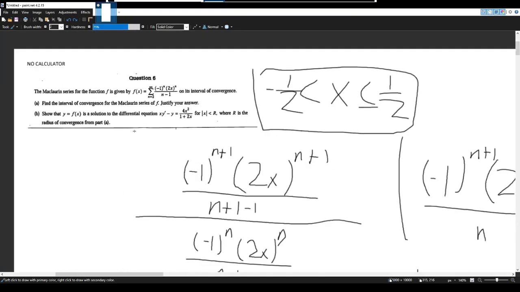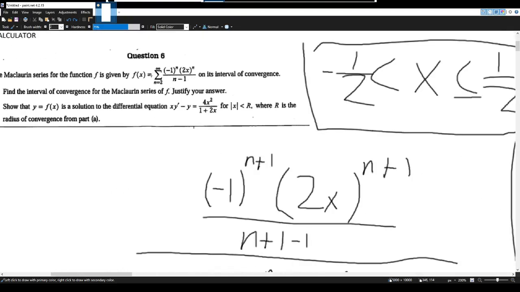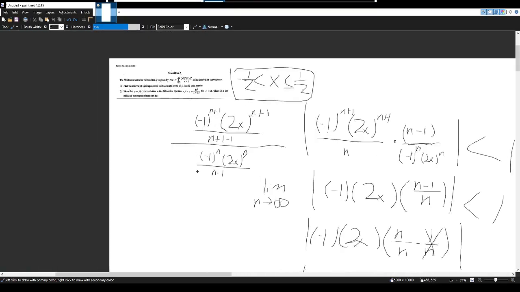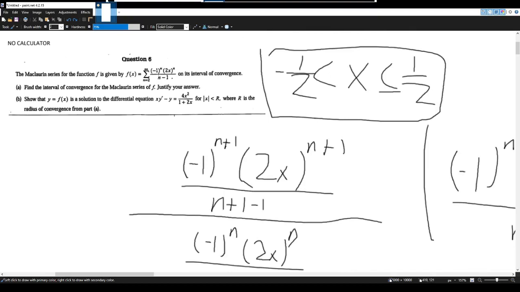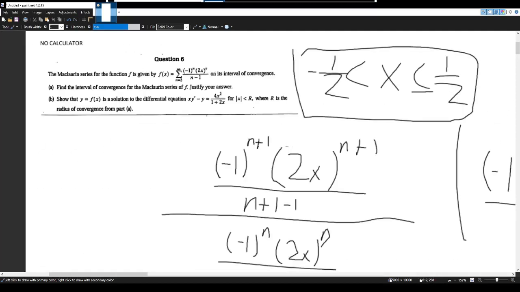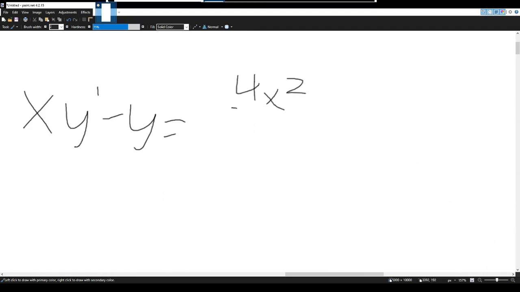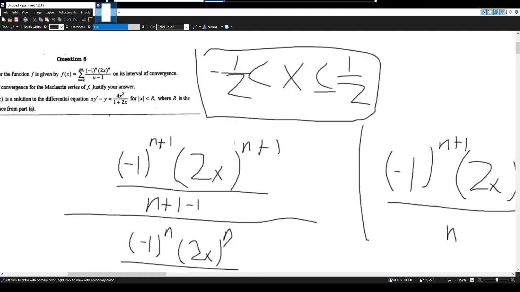This I was kind of confused on at the beginning because I was thinking, well, how do you take a derivative of a sum? But the idea here is to think about the sum not as just this single bit of notation, but as the infinite sum listed out. So I'm going to rewrite the thing over here. So it's x times y prime minus y equals, all right, definitely not going to remember that on the first try, 4x squared over 1 plus 2x. And I think that was right.